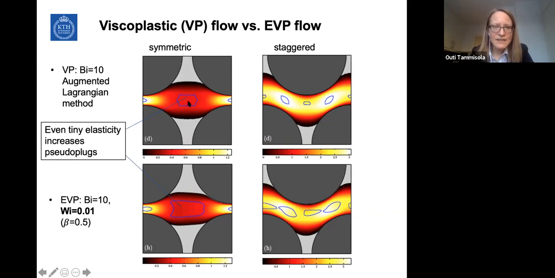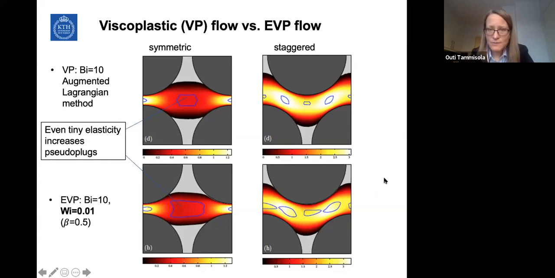So we see immediately there are some similarities, and there are also some differences, in particular with these pseudo plugs. Even if we introduce just a tiny bit of elasticity, with the Weissenberg number 0.01, these angular regions become bigger, and they have a different structure. They are not symmetric front and back here. So we see some differences.